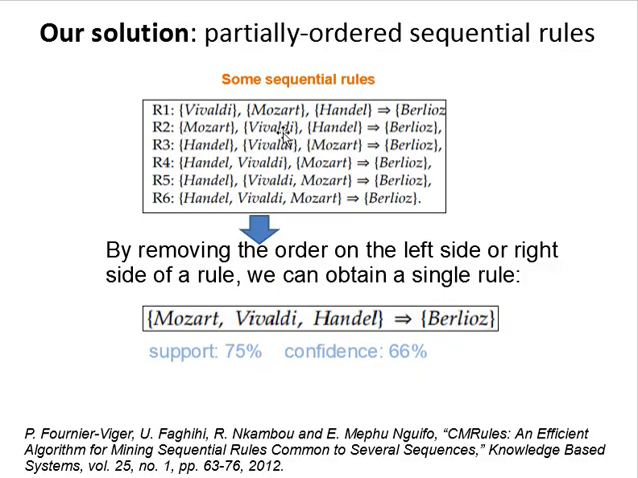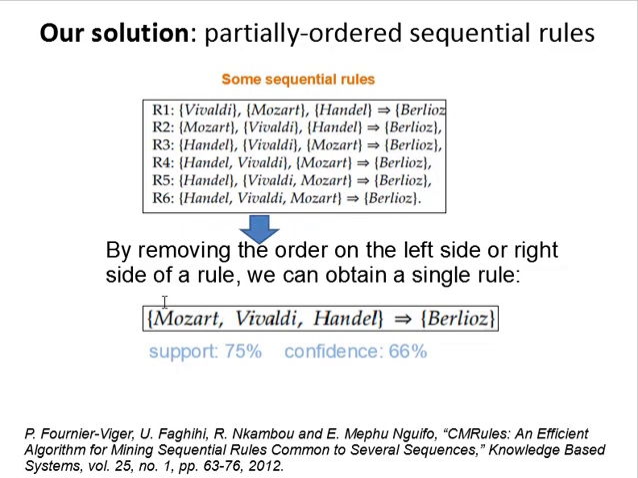So a solution that I proposed in my previous paper, you can see at the bottom, is that we find the partially ordered sequential rules. That means we remove some of the order. All the rules that we have on top will become a single rule, as you can see at the bottom. Okay, so the idea is we remove the order on the left side or the right side of the rule. So on the left side of the rule, we say there's no order, and on the right side we say there's no order, but the left side must appear before the right side.